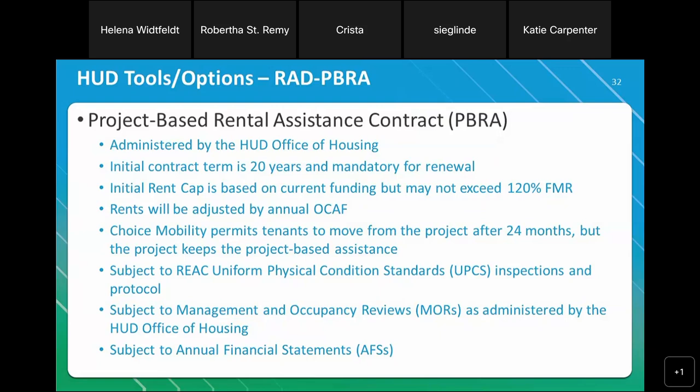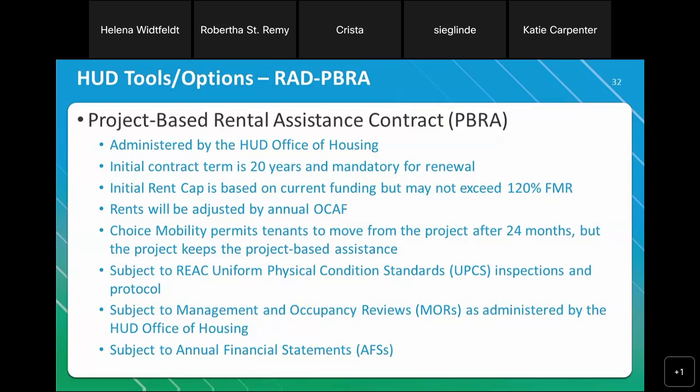Choice mobility permits tenants to move after 24 months. So at least for the first 24 months, you do not have vacates unless voluntary vacates occur for other reasons than choice mobility. After 24 months, the voucher stays, or the unit stays with the project, because it's project-based assistance. It is subject to REAC inspections and UPCS inspections as a protocol to maintain, of course, the viability of the housing or your project.